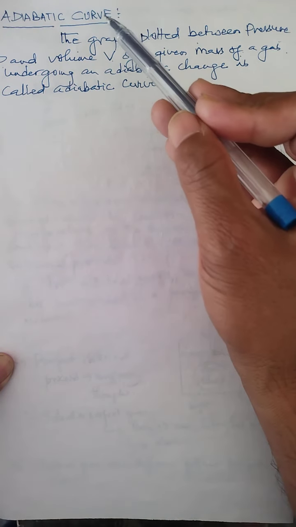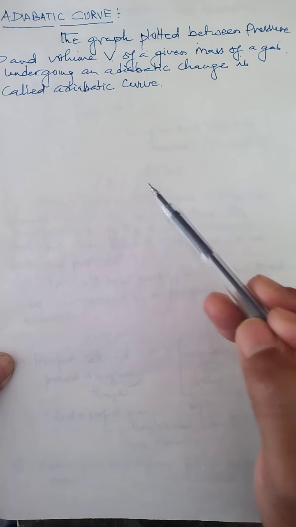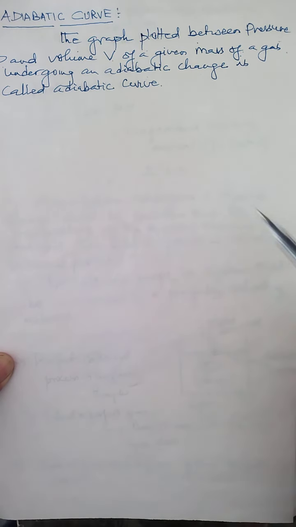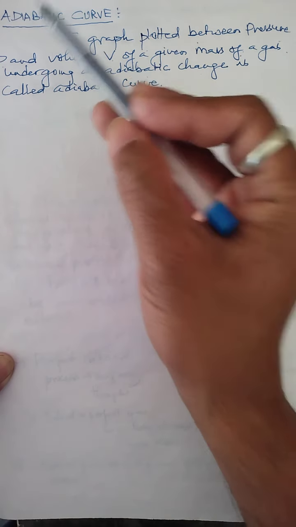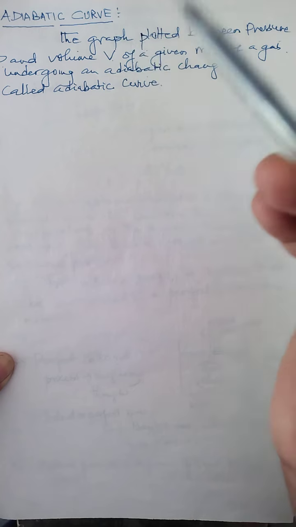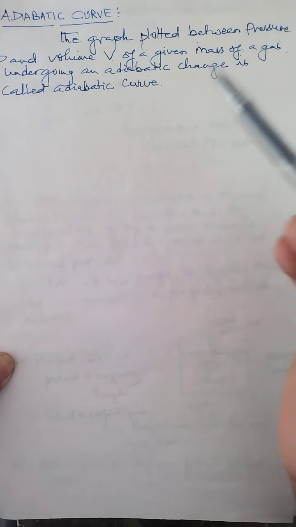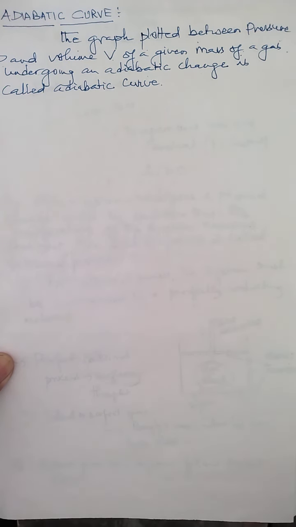Now the word curve mentioned here is used because the graph we plot between pressure and volume will not be a linear graph. It's not a straight line graph. It will be a non-linear graph, a curved graph. That's why under this process also we see the nature of the graph as a curved graph. That's why this graph is also called the adiabatic curve.